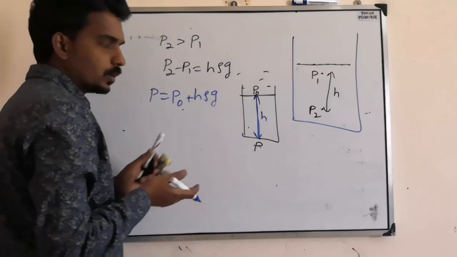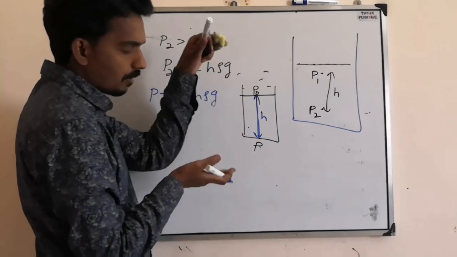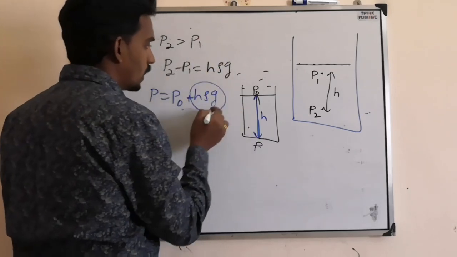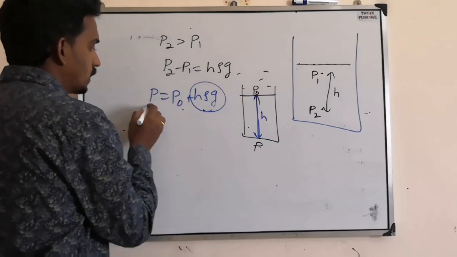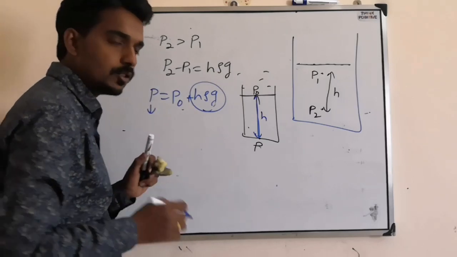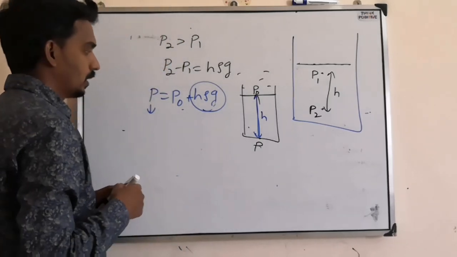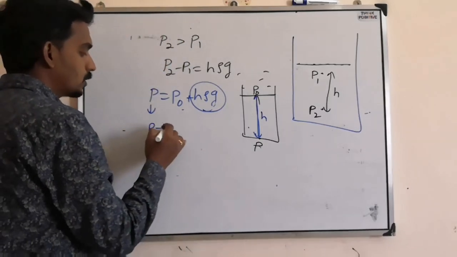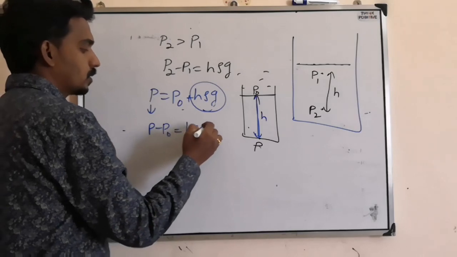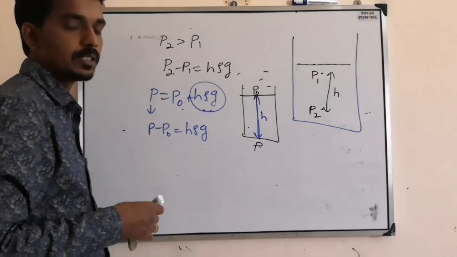So the pressure due to any liquid column of height h is equal to h rho g, and this we call the absolute pressure at any depth inside the fluid, P. And here P minus P0, which is h rho g, is called gauge pressure.